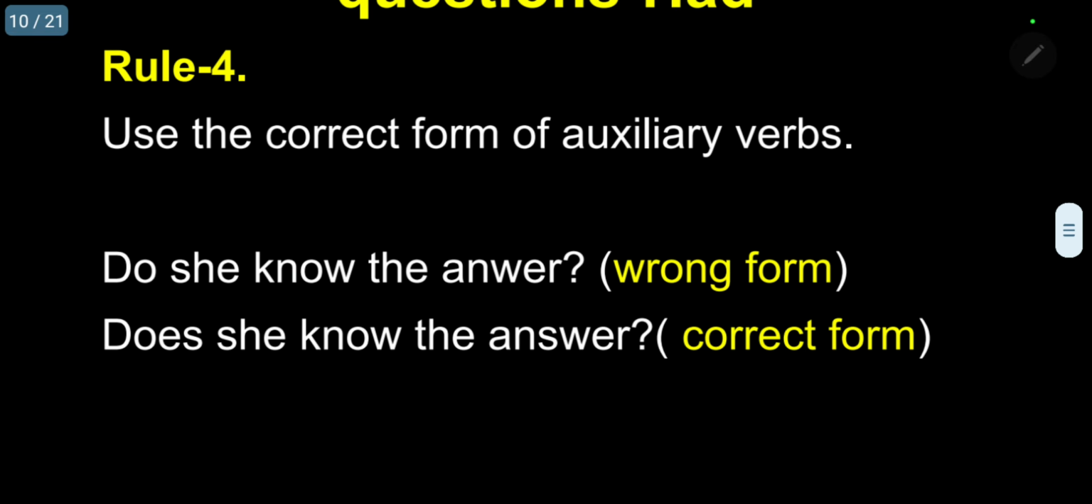Rule 4. Use the correct form of auxiliary verb. That is the most important. So to give a clear idea, I am giving two questions. One is right form, another is wrong form. Do she know the answer? Within bracket given wrong form. How it is wrong? Because do is the plural verb, she is the singular subject. So it is not correct.